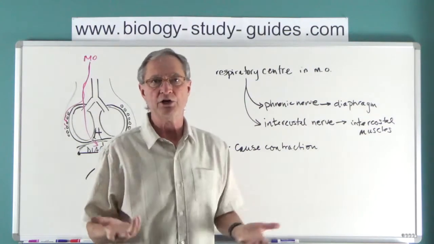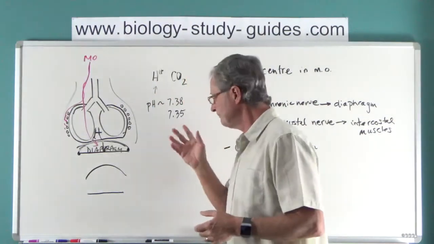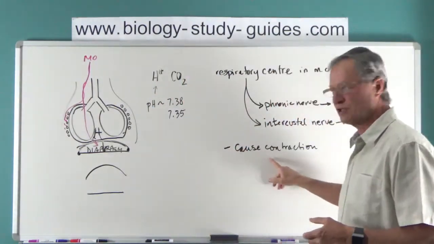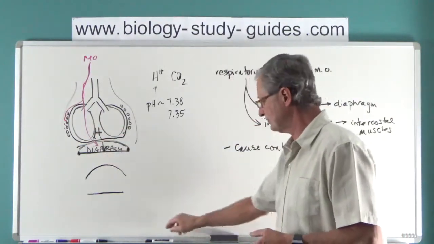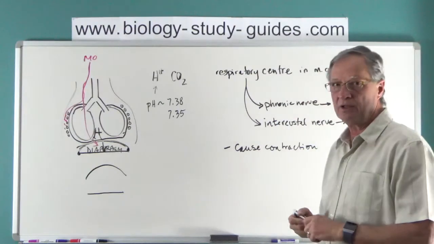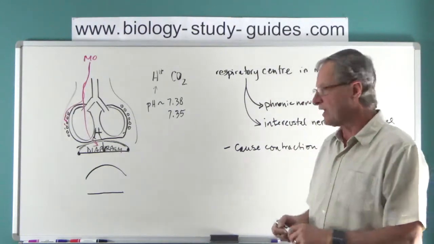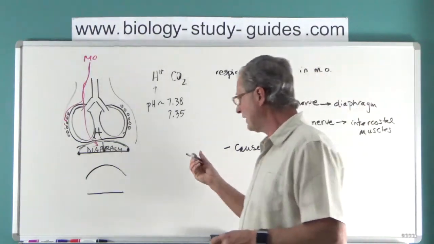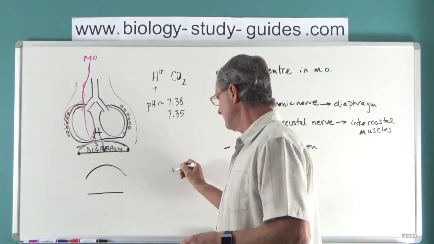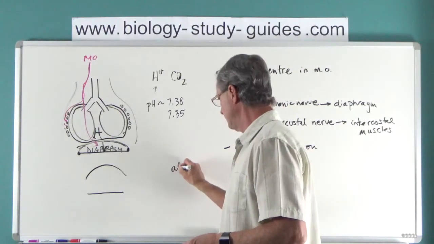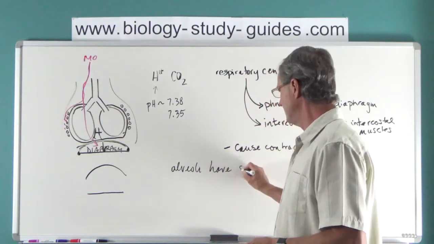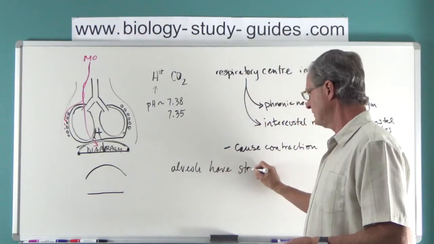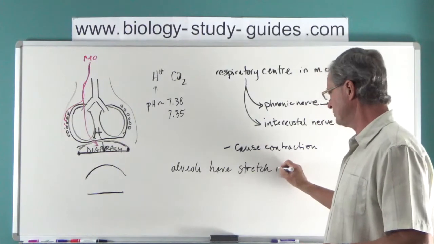So how does the body know when to breathe out? The breathing in was caused by the combined contraction of those two sets of muscles. When you exhale, the thing that triggers exhalation is the alveoli themselves. They have nerve endings called stretch receptors.